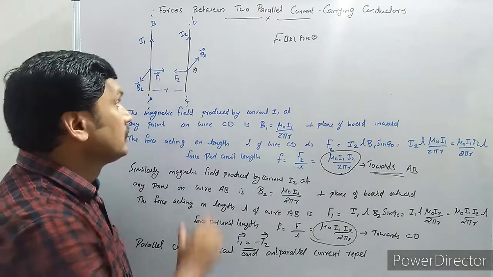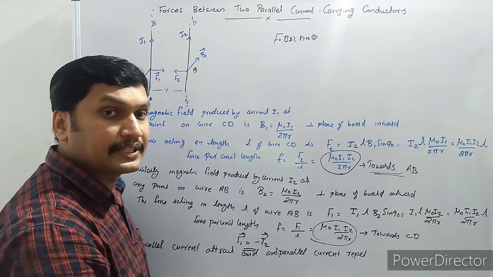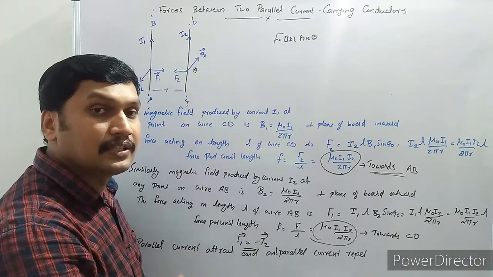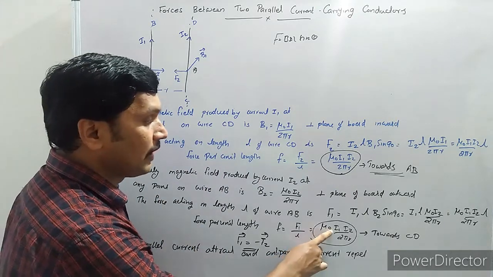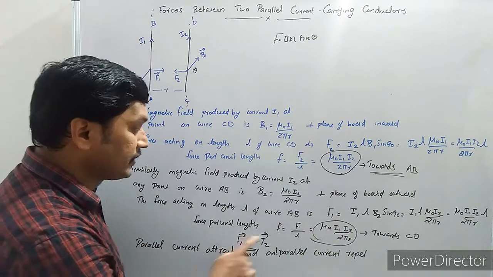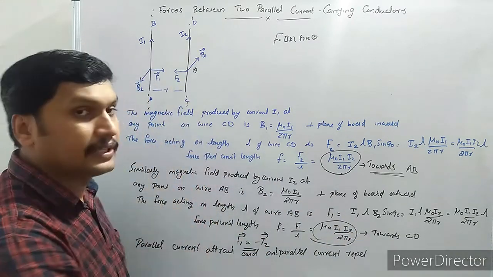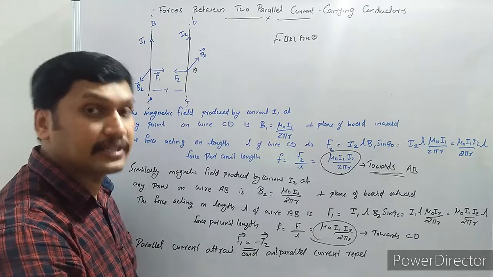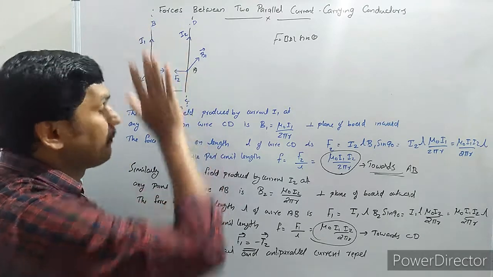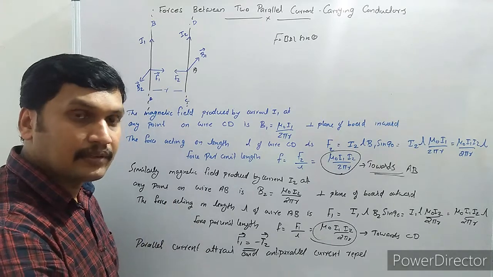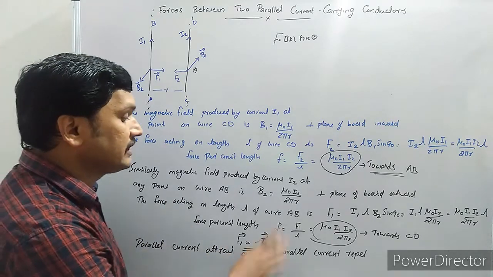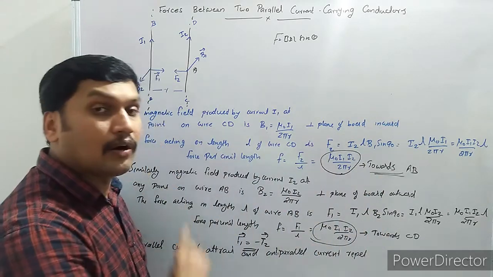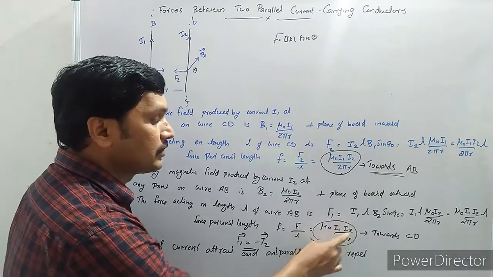So we can conclude that if you place two current carrying conductors parallel to each other, and the current is in the same direction, they will attract with a force per unit length of mu 0 I1 I2 by 2 pi r. You can see the magnitude of force is equal, but they are opposite in direction. It means they attract each other. Parallel current carrying conductors attract each other, or if the current is in opposite direction, they will repel each other. The conclusion: parallel currents attract each other and anti-parallel current carrying conductors repel each other. The magnitude of force per unit length is mu 0 I1 I2 by 2 pi r.